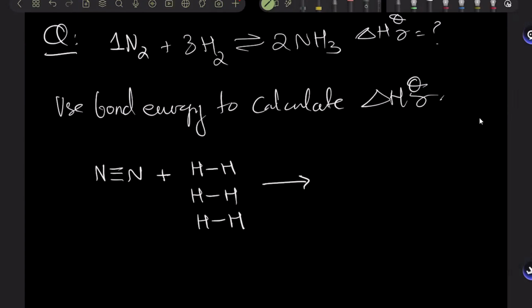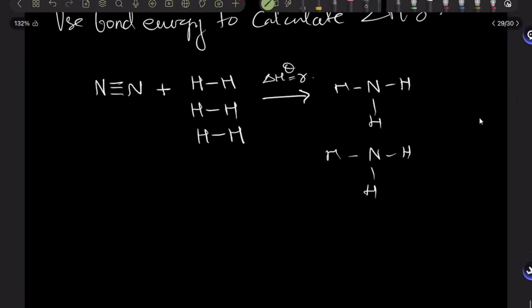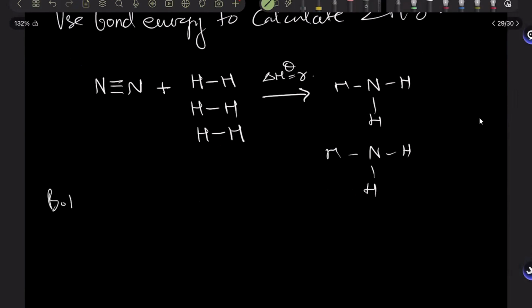That goes into 2 moles of NH3. NH3 is nitrogen with 3 single bonds with hydrogen. You have 2 moles of this, so make it 2 times: N, H, H, and H. All right, this is our reaction. We have opened up each molecule and shown the Lewis structure or the bonds that are present, and we have to calculate the delta H naught of reaction. What are the bond energies that I'm going to need from the data booklet?